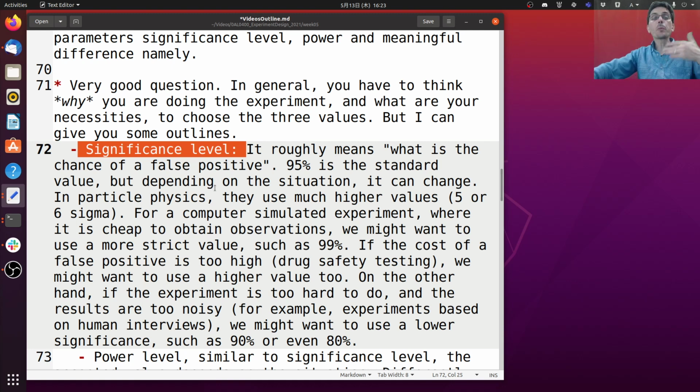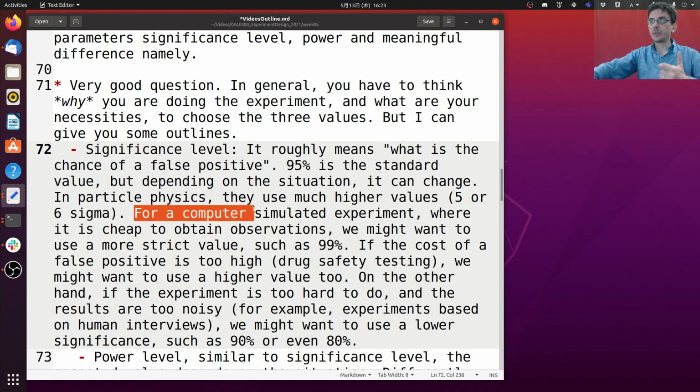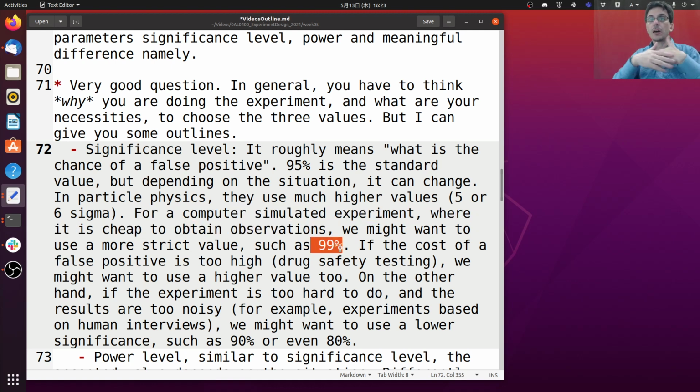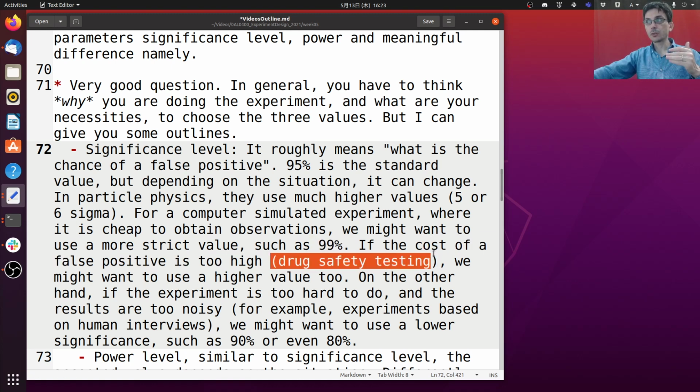In computer simulated experiments, we have a situation that's a little bit similar. In a computer simulated experiment, it's cheap to obtain observations. You can just run the computer more. Because of that, we might want to use a stricter value, such as 99%. Also, if the cost of a false positive is too high, in other words, if when you get a false positive something really bad happens, you might want to increase your significance level. For instance, we can think about drug safety testing. That's a situation where it's very bad if there's a false positive, so you want to increase your significance level.